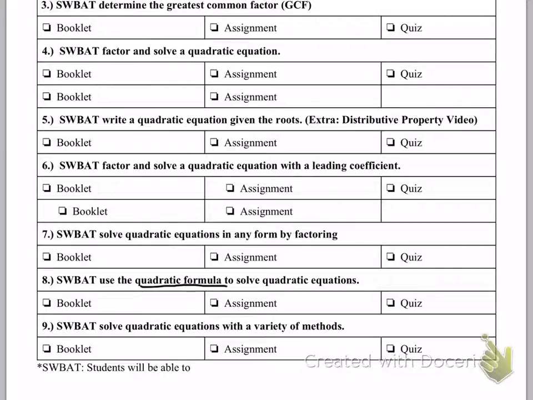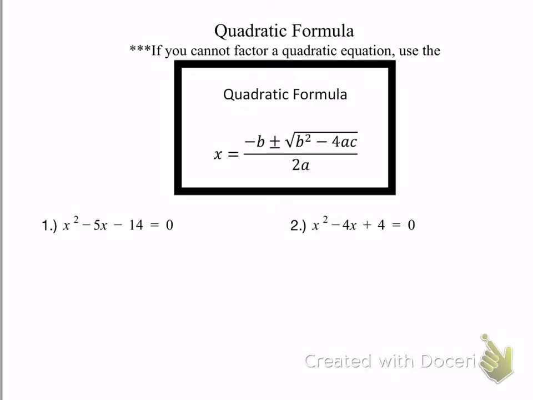Today we are focusing on the quadratic formula. It's another way to solve quadratic equations if you cannot factor them. That's the biggest thing I want you guys to see: if you cannot factor a quadratic equation, you have to use the quadratic formula, which is given to us here. So we've got it. You guys can read.